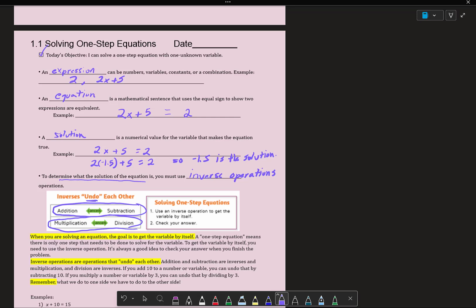So that's how we solve one-step equations. We use an inverse operation to get the variable by itself. You can forget everything else in this section if you remember and understand how to do step number 1: use inverse operations to get the variable by itself. I would encourage you to read through this. This just explains more of what I've been talking about, how to use inverse operations. But let's look at some examples.